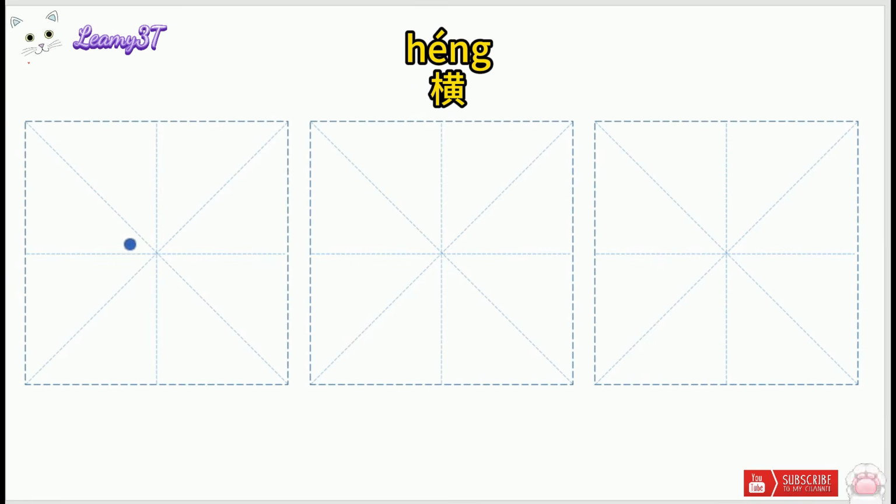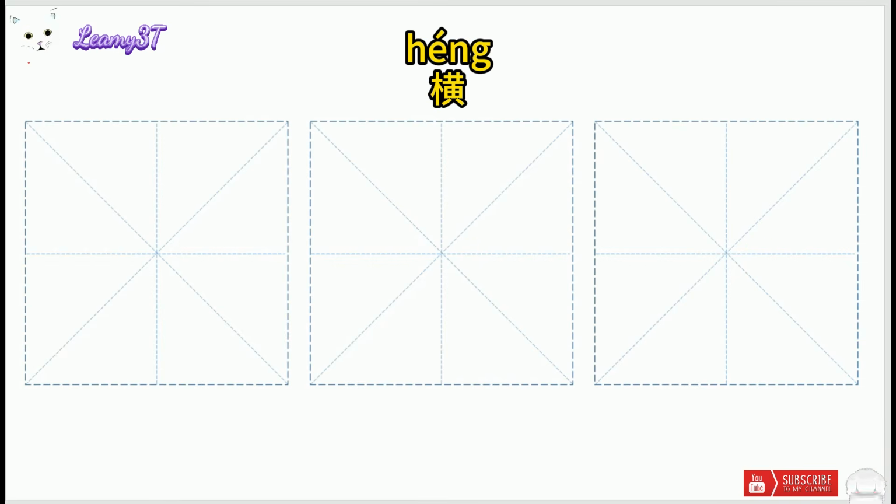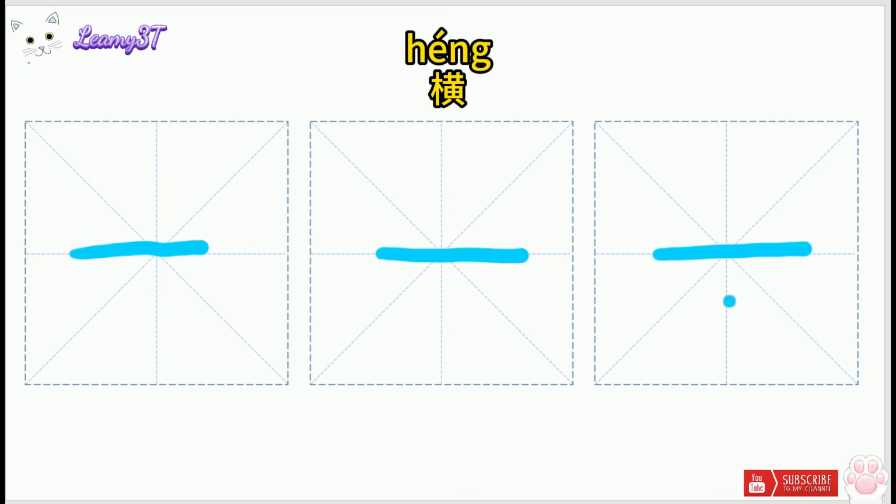Again, say héng, héng. You can go up a little bit or you don't have to. So let's do it one more time. Say héng, héng, héng. Good. Héng is very straight with no curves.